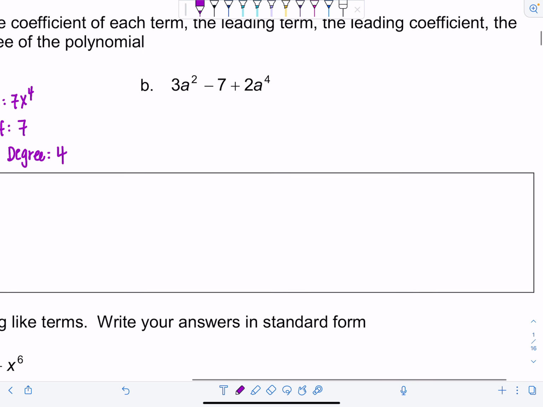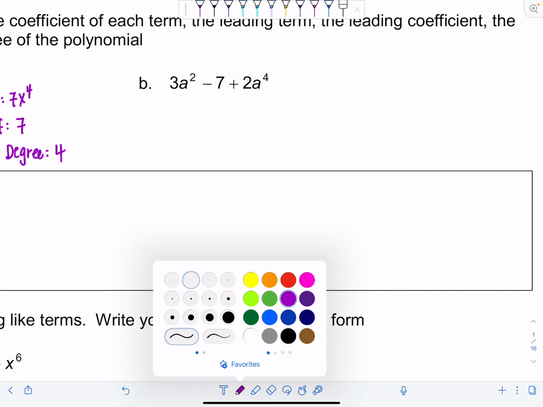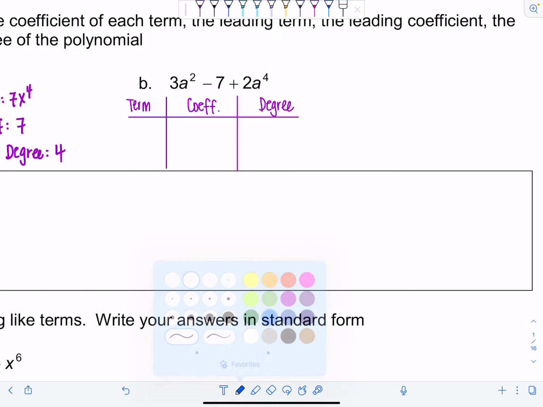Let's look at one more example here. We have 3a squared minus 7 plus 2a to the 4th. So let's organize everything the same way. We'll do the term, then the coefficient, and then the degree. Again, there's 3 terms. The first term I see is 3a squared. What's the coefficient or the constant part? Good, it's just the 3.